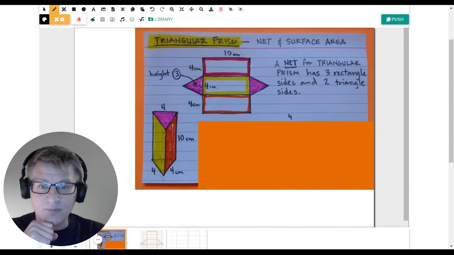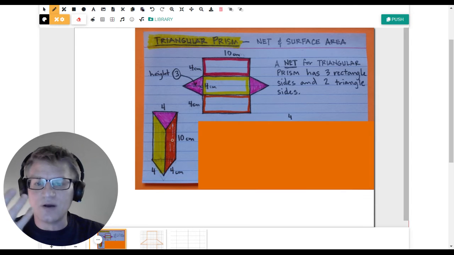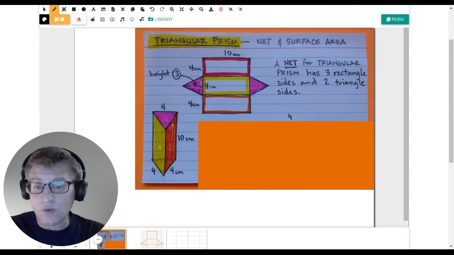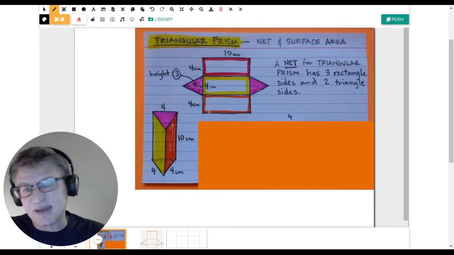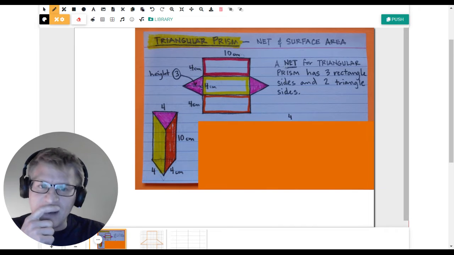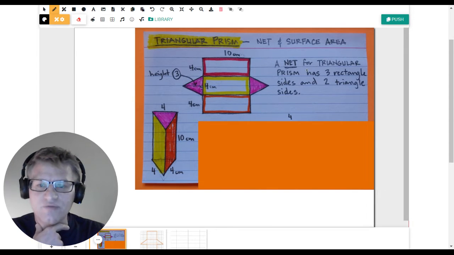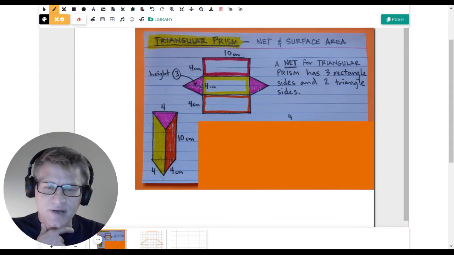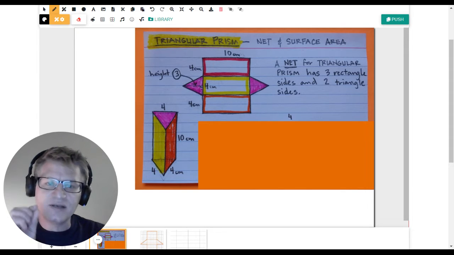And when you fold all the parts, it turns into this shape, right? Where a triangular top, a triangular bottom, and then the yellow and the orange side become two of the rectangles. And the last rectangle, where is it? It's on the back side. You can't see it, but it's back there, right? So a net for a triangular prism has three rectangle sides and two triangle sides. And that's true of every triangular prism.